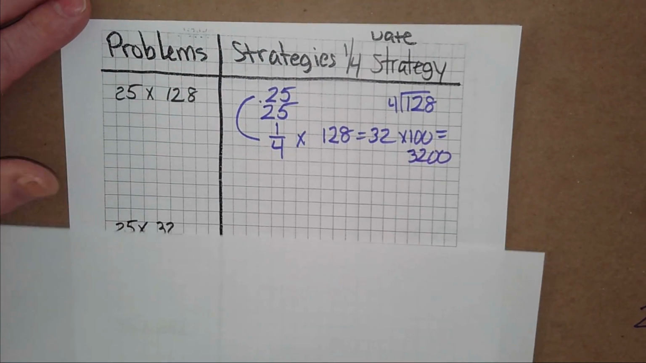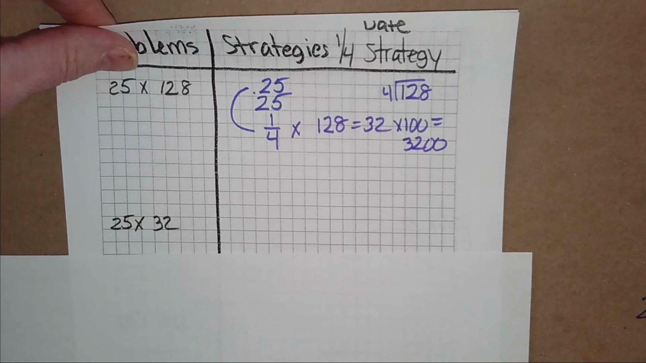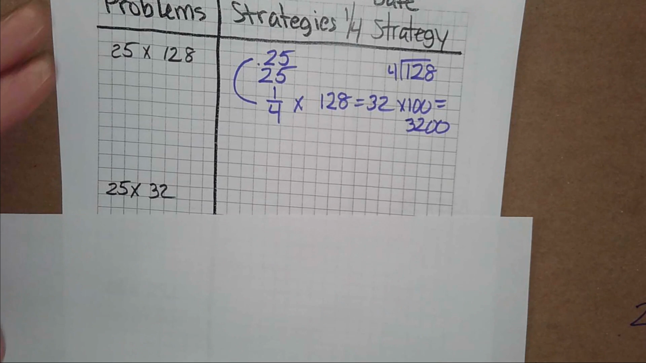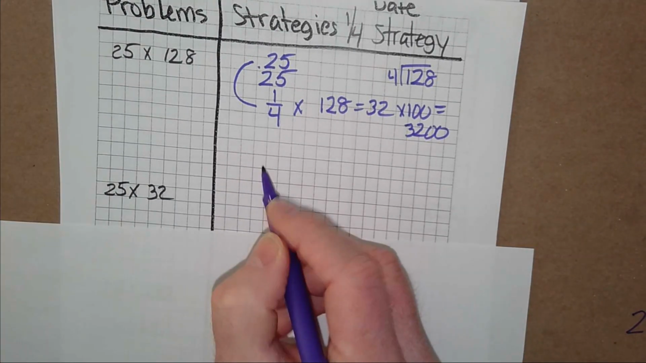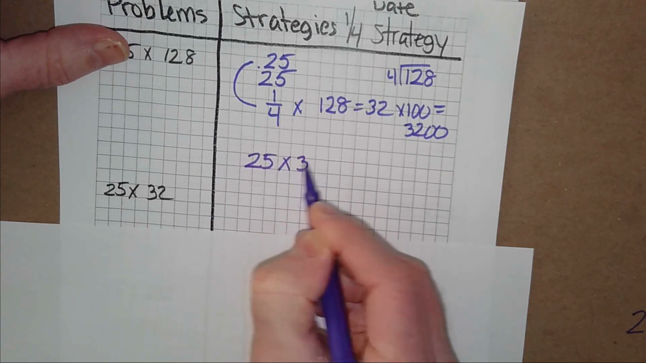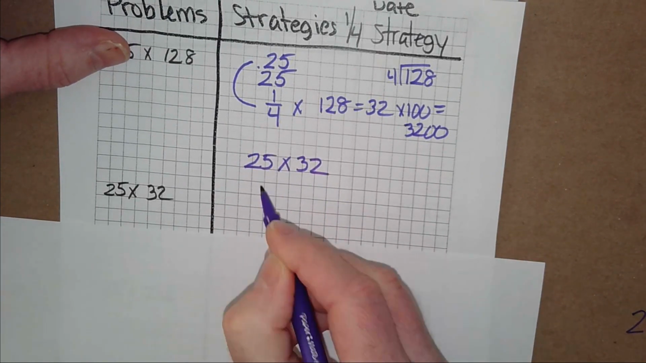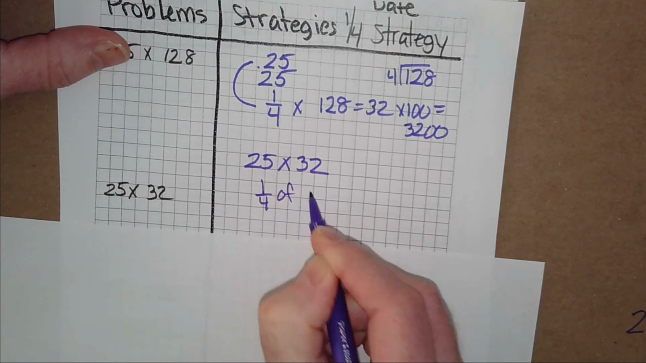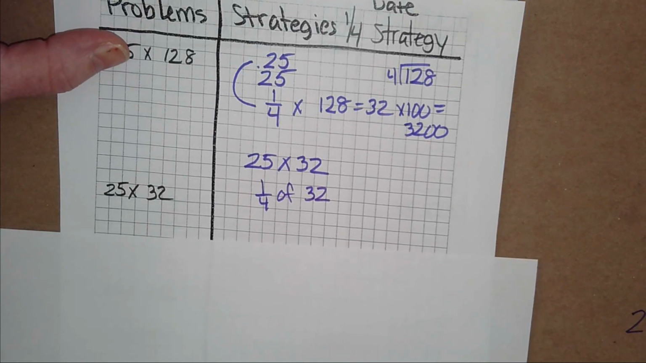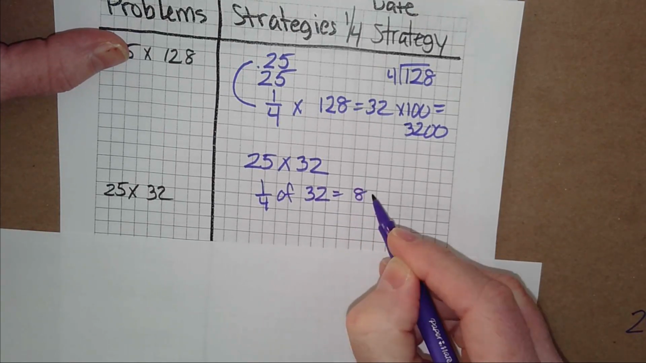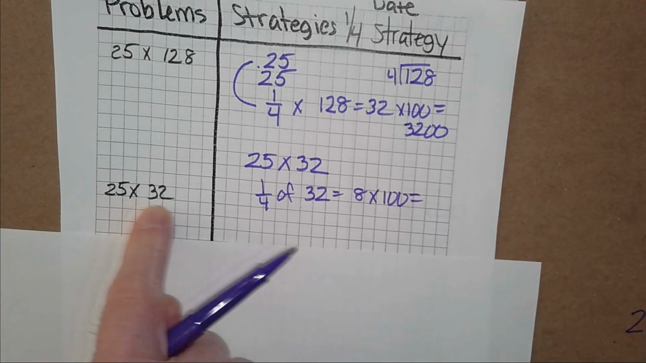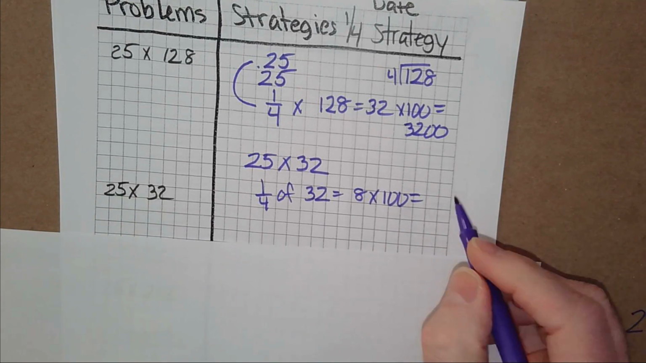Any time you're multiplying times 25. So over here on the right now, 25 times 32. What is 1/4 of 32? So write the problem down so you see it. 1/4 of 32 is how much? This is an easier one. John? 8. And then all you have to do is multiply 8 times what number did I say? 100, and you'll get the answer to the original problem. What's 8 times 100? 800.